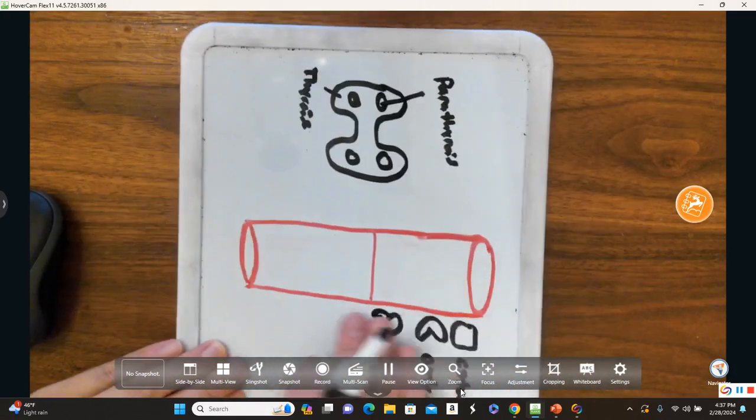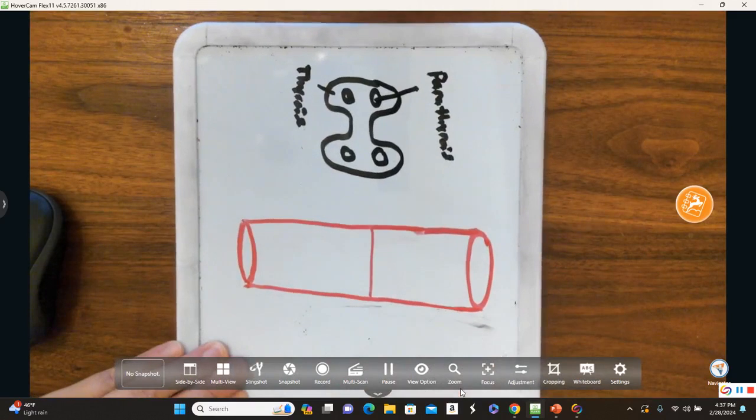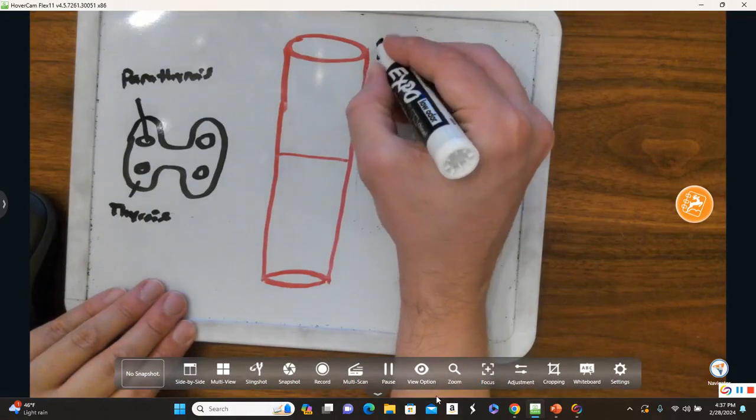I never can draw. I never can fit all this in here. That's the thing about using this little board. I can do it really nice in my classroom.